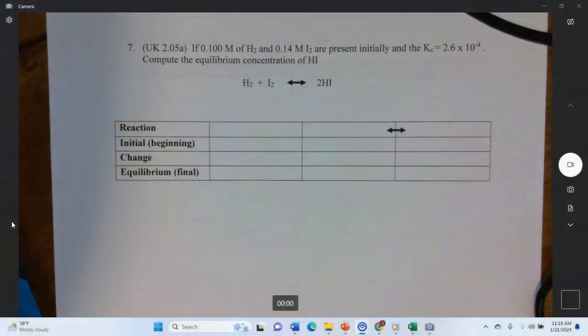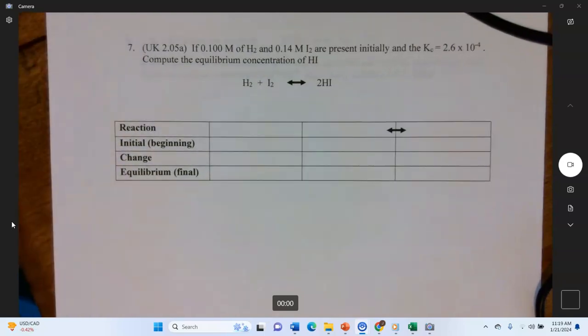Okay, we're on to the next problem. It says if 0.1 molar of H2 and 0.14 molar of I2 are present initially, and the Kc, the equilibrium constant for concentration, is 2.6 times 10 to the minus 4 molar, that's, no units for equilibrium constant, compute the equilibrium concentration of HI.